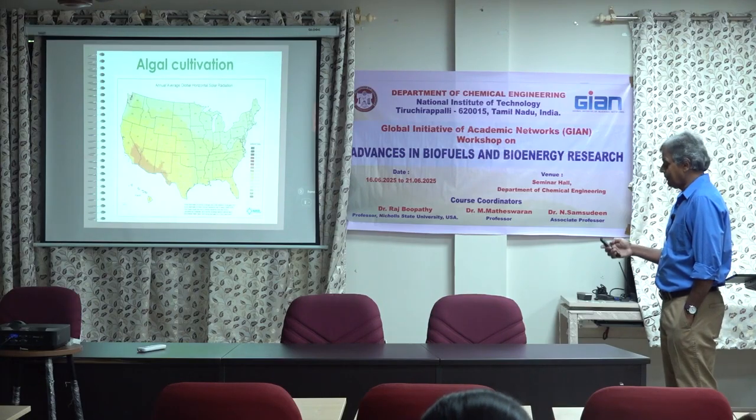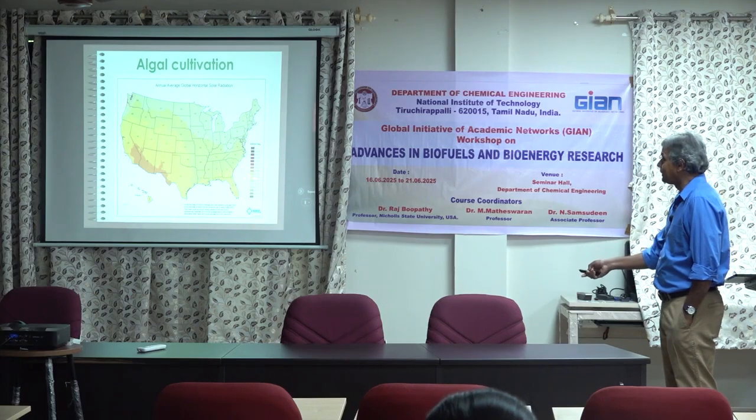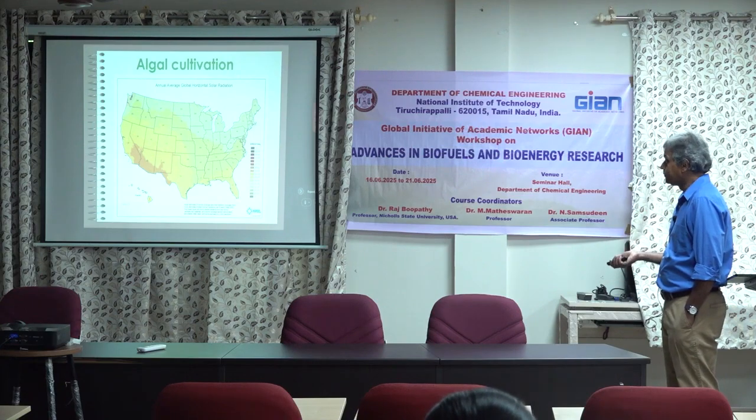So this is the map of the US. You can see the light intensity, how much solar light comes into the different states. That's the light intensity. So these are the states with a lot of light. That color right there is where you have a lot of algal cultivation. Okay.